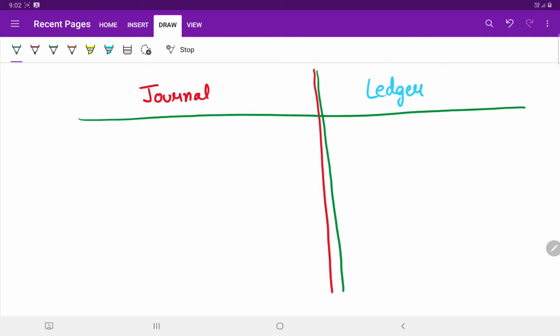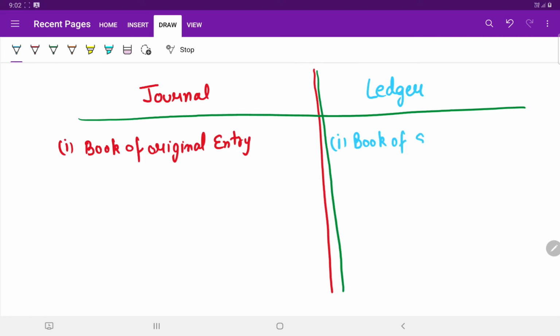So what is a journal? A journal is considered to be the book of original entry, whereas a ledger is known as a book of secondary entry.